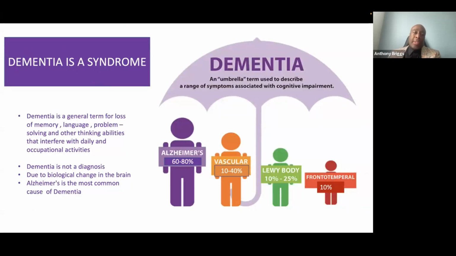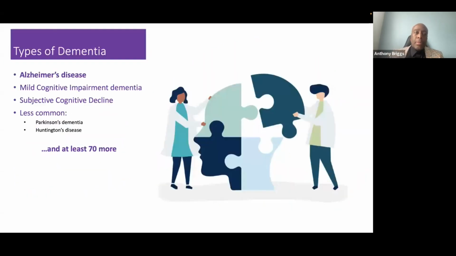Dementia is a syndrome, a general term for loss of memory, language problems, problem solving, and other thinking abilities that interfere with daily and occupational activities. Dementia is not a diagnosis, and it is due to biological changes in the brain. Alzheimer's is the most common cause of dementia. The different types of dementia: Alzheimer's disease, mild cognitive impairment, dementia, subjective cognitive decline, and less common ones, Parkinson's dementia, Huntington's disease, and at least about 70 more different forms or types of dementia.